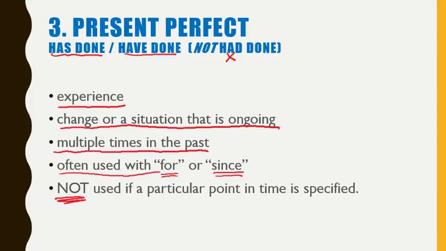So this is a big distinction between the past tense and the present perfect. The past tense is used when you talk about a particular point, like yesterday, last year, 1996. But present perfect is used when you don't talk about a specific point in time.